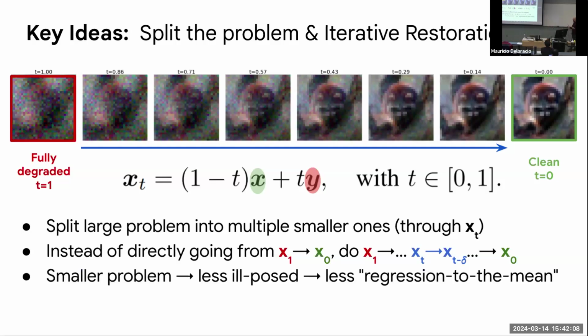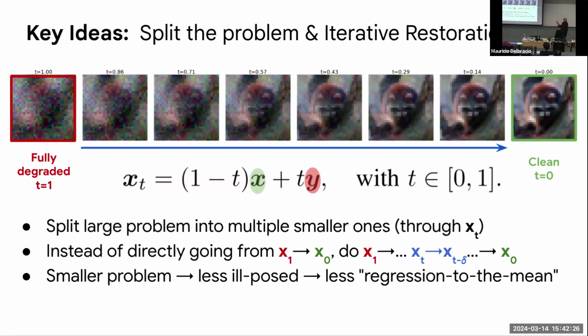We go through this intermediate path of degradations. The intuition here is that each of these problems is going to be less ill-posed. It's going to be a simpler problem. So we are going to minimize this regression to the mean effect by going little by little. All right, so this is the core idea.